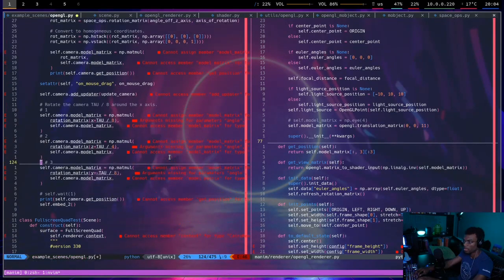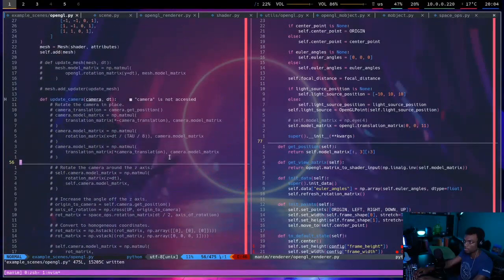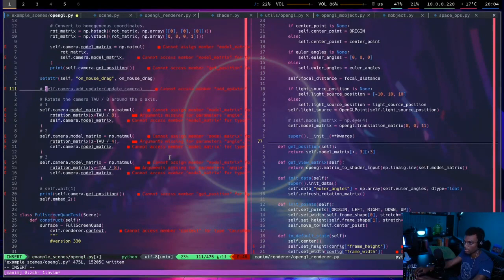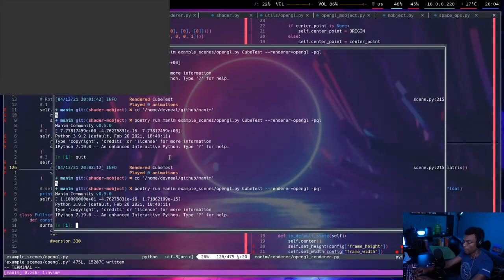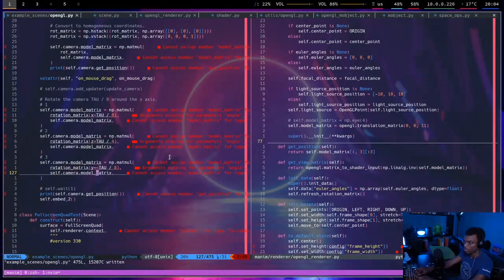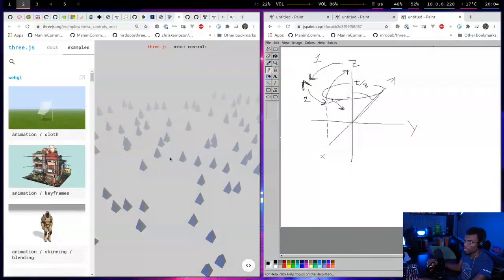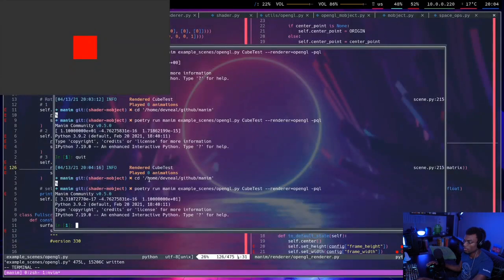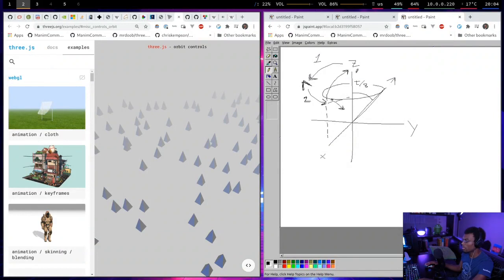Let me rotate it. I'm going to take off the updater. By commenting this, now there's no updating. If I rotate by negative tau over 8, I see nothing. If I rotate by positive tau over 8, I see the square. So rotating by positive tau over 8 was this direction.